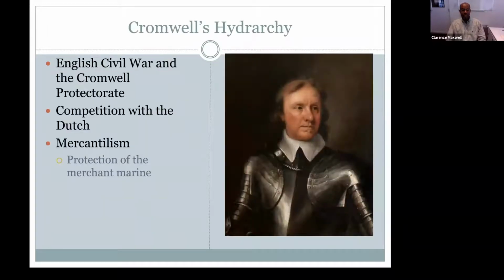Although these things existed, according to Linebaugh and Rediker in the book The Many-Headed Hydra, who gave us the word hydrarchy, they see this as beginning with the Civil War, with Oliver Cromwell as Protector, and that competition with the Dutch obliged the English, the British in this case, to establish a system of mercantilism to deal with Dutch competition. For the sole purpose, and this is the key part of a hydrarchy, to protect the merchant marine.